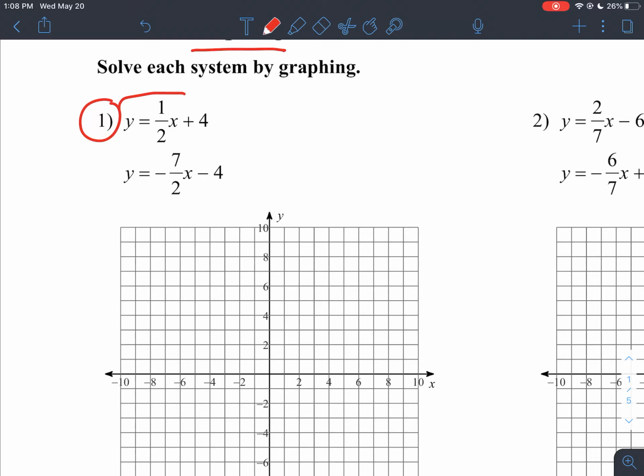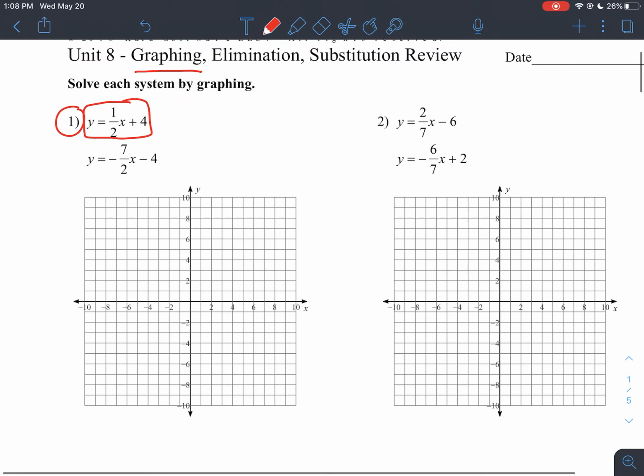So let's do the two equations. This first one will be the red equation. Y equals 1/2 x plus 4. So we'll start at our 0, 4, our y-intercept, and we're going to use our slope 1/2. 1 tells us to go up 1, and 2 on the bottom tells us to go right 2. So up 1, right 2.